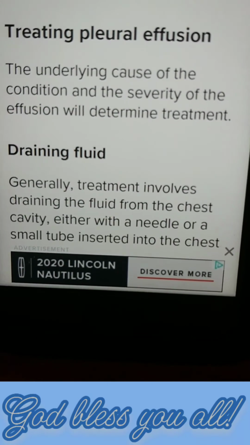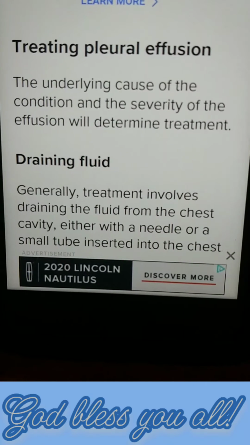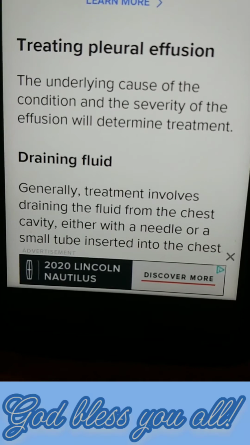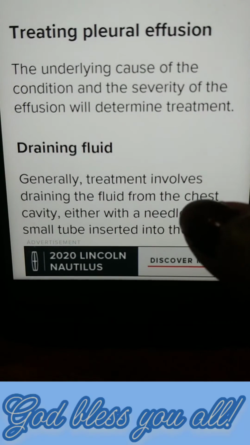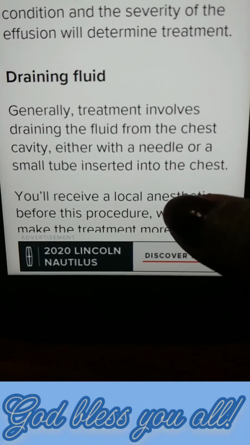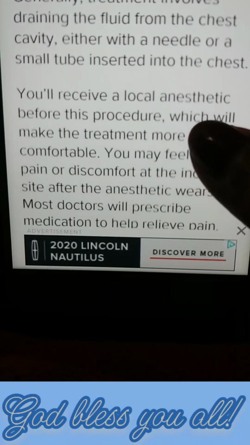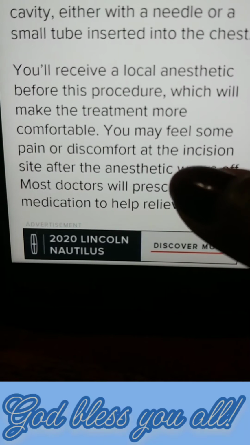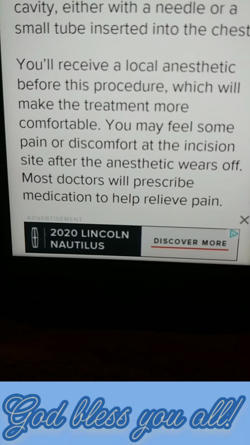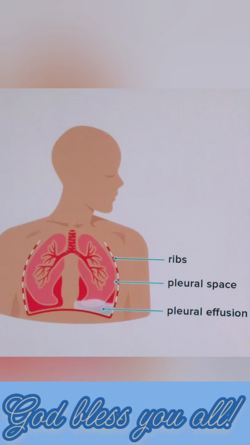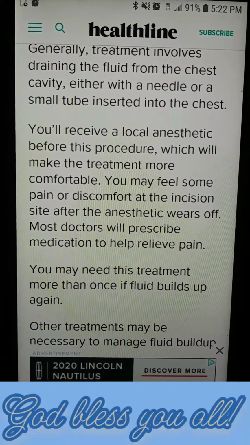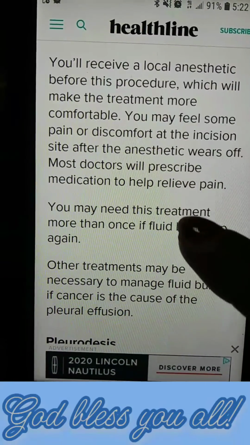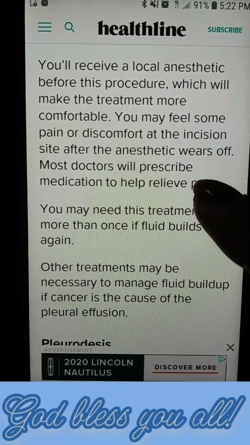Treating pleural effusion. The underlying cause of the condition and the severity of the effusion will determine treatment. Draining fluid. Generally, treatment involves draining the fluid from the chest cavity either with a needle or a small tube inserted into the chest. You will receive a local anesthetic to make the treatment more comfortable, but you may feel some pain or discomfort at the incision site after the anesthetic wears off.